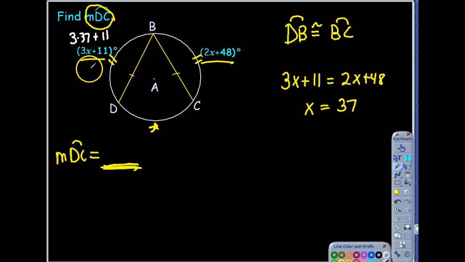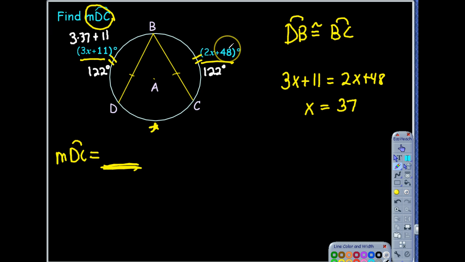And that gets you 122. Now that's arc BD. We wanted DC. That should also be the same thing as arc BC, 122 there. And if you wanted to double check, just type in 2 times 37 plus 48 and see if you get 122. And you do.